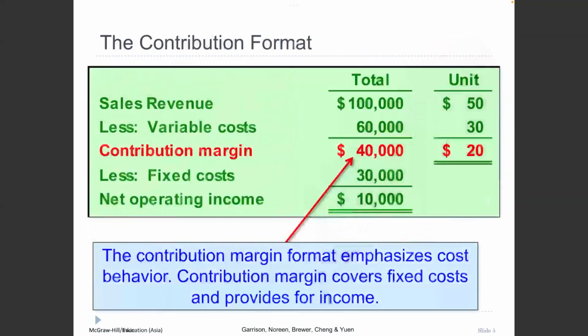So this is how it looks like. You have your sales revenue and then you minus variable costs, then you get a contribution margin. And then you minus fixed costs, then you get net operating income. This is the difference between the contribution format and what we have previously learned. Here they separate the cost into two behaviors, which is variable and fixed cost. So the contribution margin format here emphasizes cost behavior. It divides into variable and fixed cost.